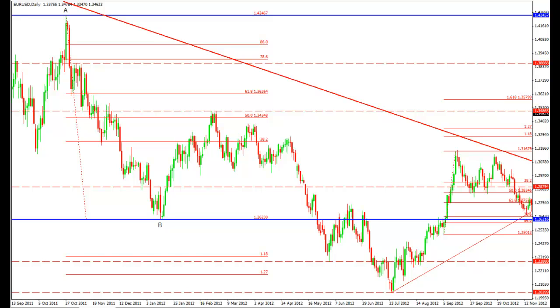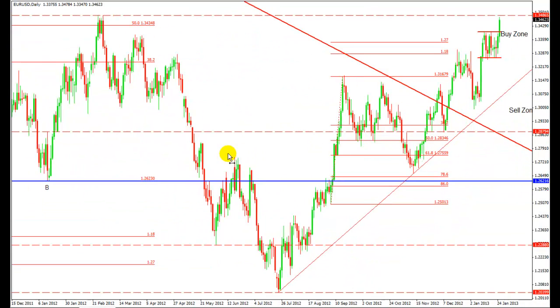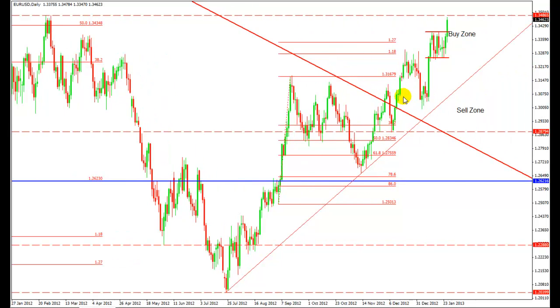Okay, Euro USD daily. Let's take a look at this. We've got the A at 1.4246 and the B is at 1.2623. We had the main downtrend line, and we had the break of this main downtrend line, and this is the point that we were watching. But look at this here. Let's move this out of the way so we don't get confused.